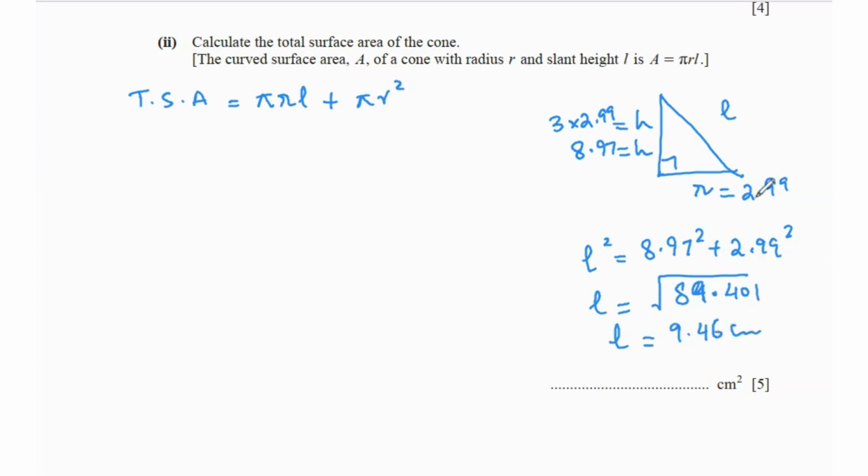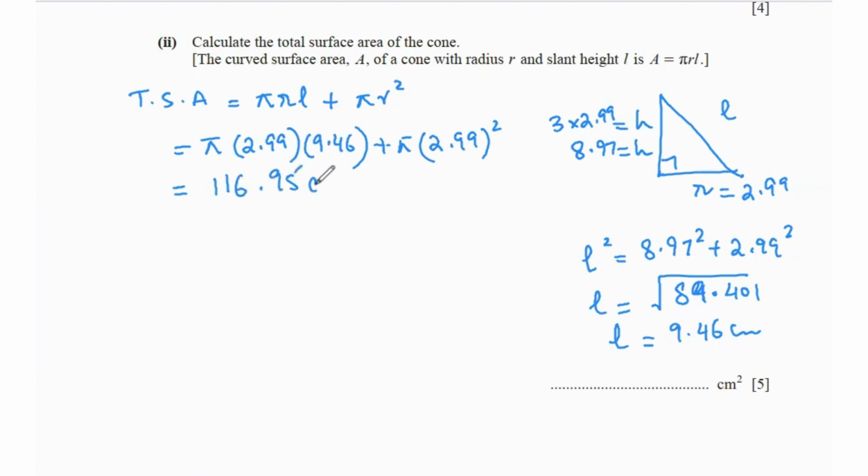And that's going to give us 9.46 centimeters. So the total surface area is going to be pi times 2.99 times 9.46 plus pi times 2.99 squared. You solve that, and what you get is 116.95 centimeters squared. That's your answer.